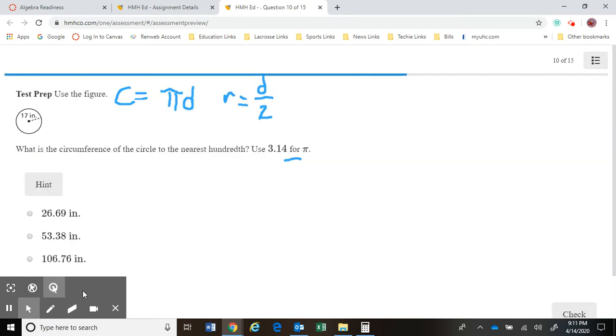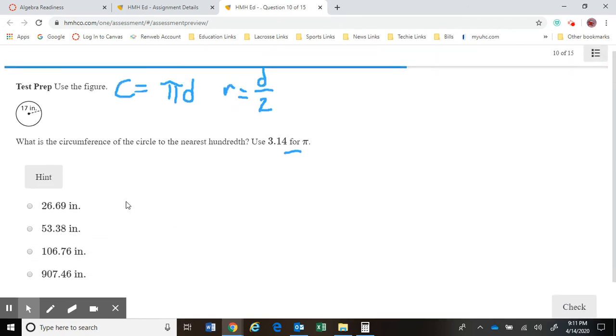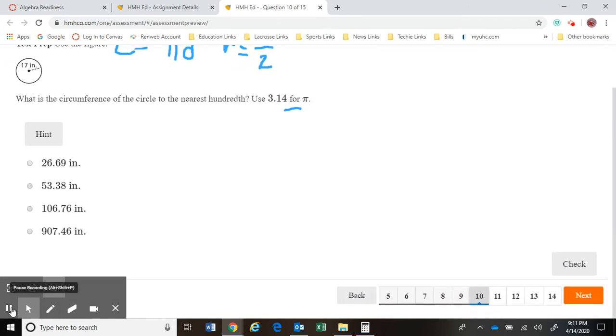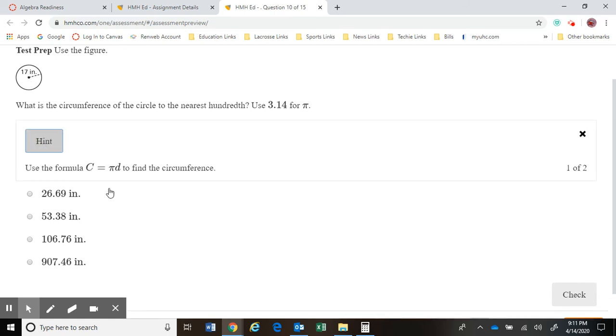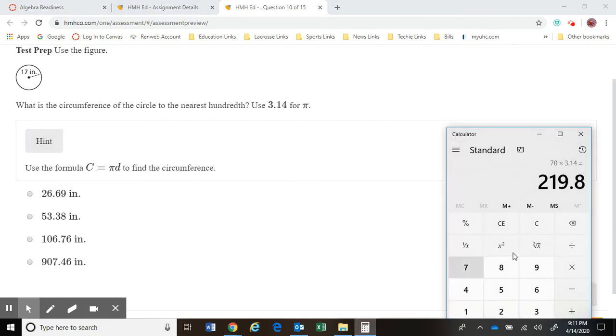Now, let me clean my screen off here, but these are going to look very, very similar. In fact, some of these may even be your test questions, your quiz questions that you see. So 17 is your radius. What do I need to do with that first? Again, double it. 17 times 2 is 34. And then what do I need to do? Multiply times 3.14. Select the answer. Oh, there it is.